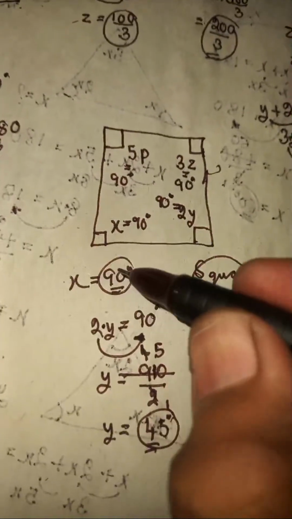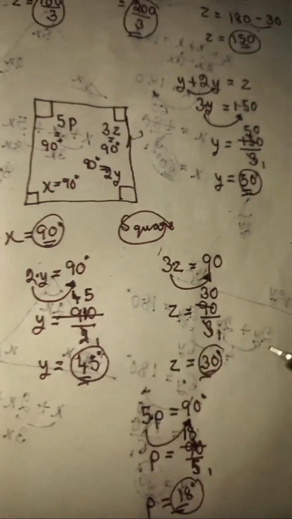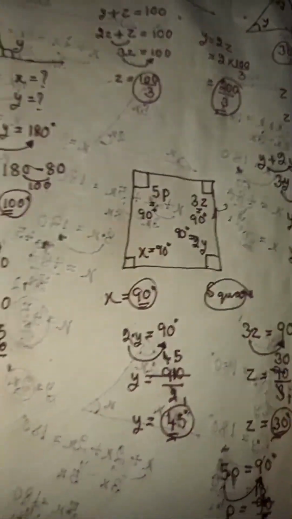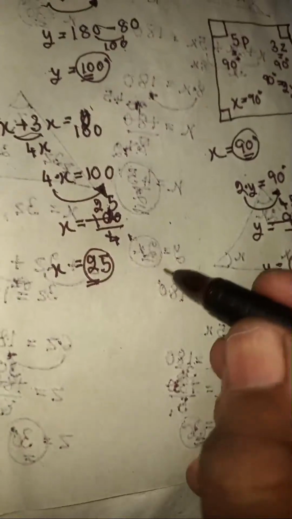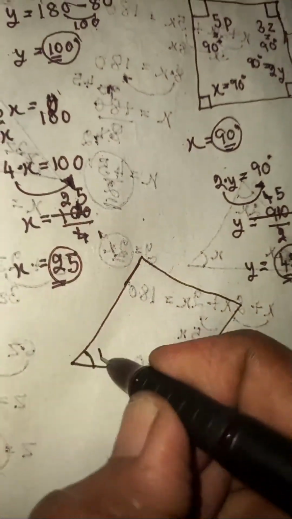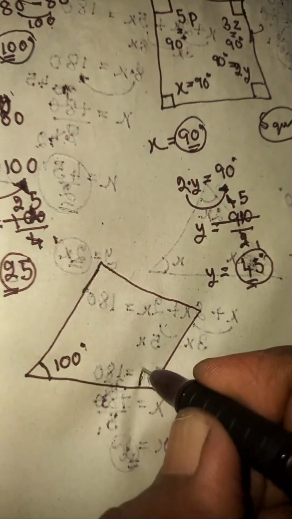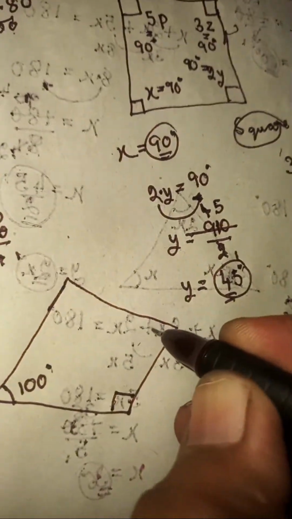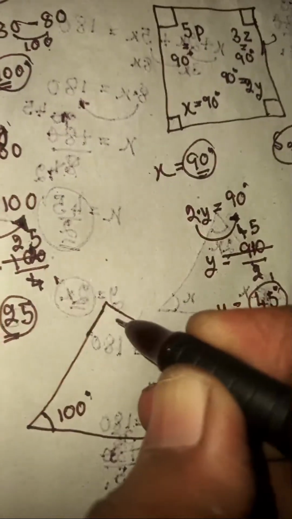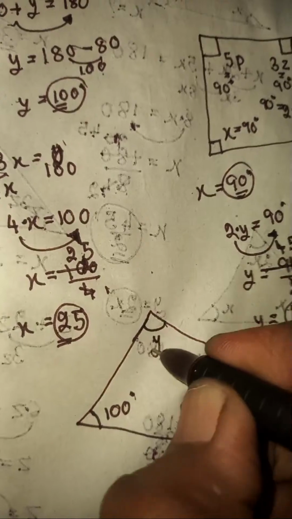Here we found x is 90 degrees, y is 45 degrees, and z is 30 degrees, and p is 18 degrees here. Let's take one more quadrilateral. Here they won't give any other angle, but they have given this angle as 100 degrees, this angle as 90 degrees, and this angle they have given us equal to 60 degrees. Find out what is the value of this y.